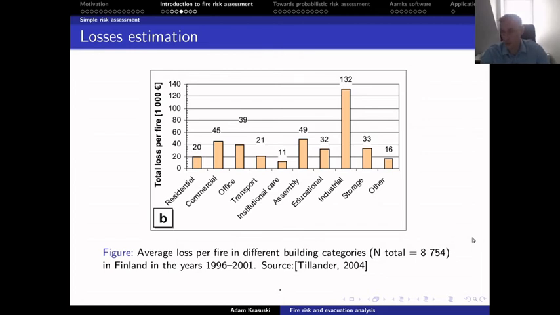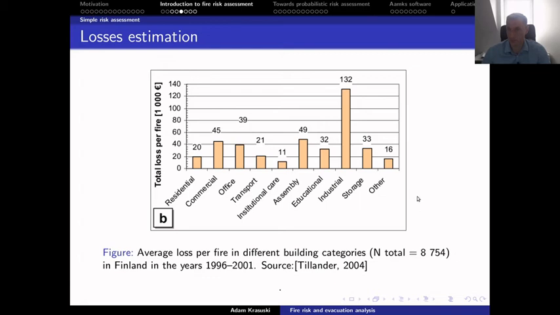What are the consequences of fire ignition in an educational building? Educational buildings are explicitly mentioned. So when the fire starts, we might expect that there will be 32,000 euro, because this is per 1,000 euro per fire. And so these are the consequences.